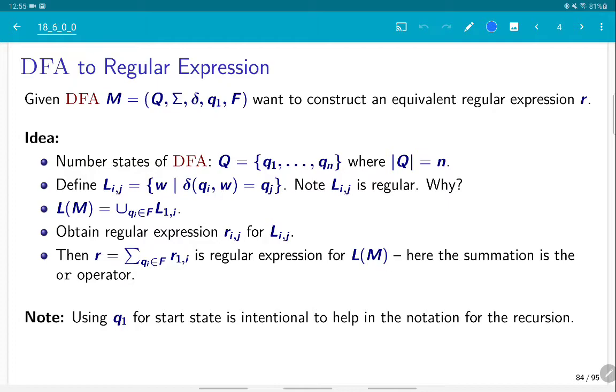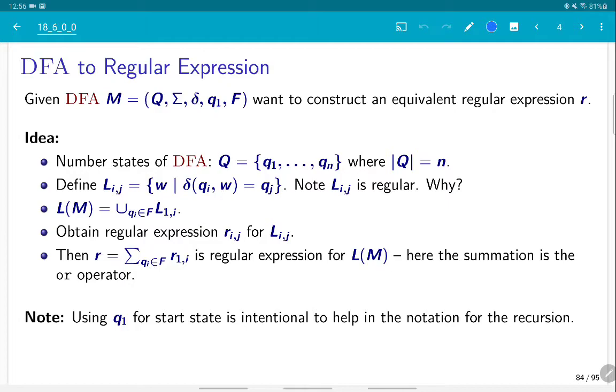So what are we going to do? We're going to create various languages, define them recursively, and then put them together, and in the end we will get the language of the automaton, and we will do it in such a way that this algorithm can easily be converted into manipulation of regular expressions.